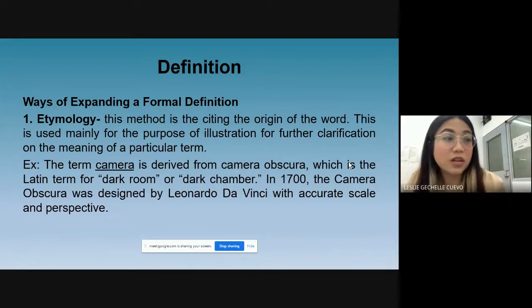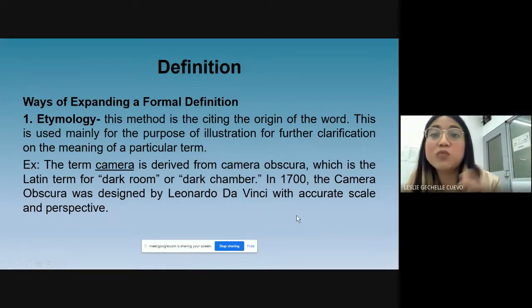Ayun. Ang tinutukoy talaga, ang main topic dito sa sentence na to ay camera obscura. Pero sinimulan niya yung sentence dito sa camera para mas maintindihan ito.